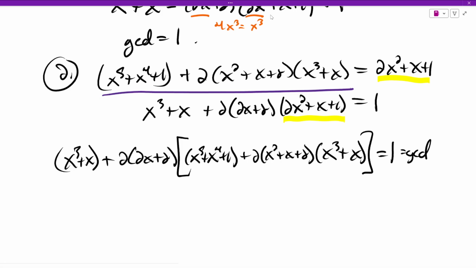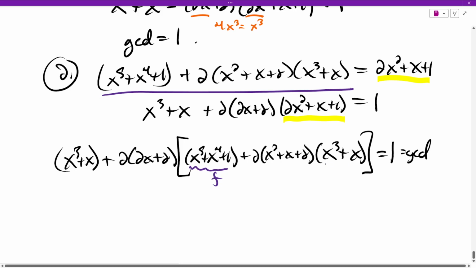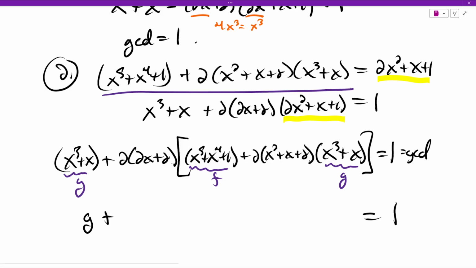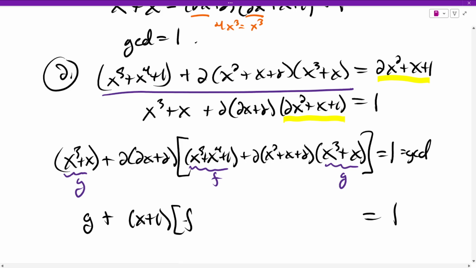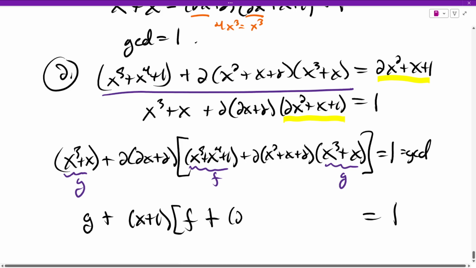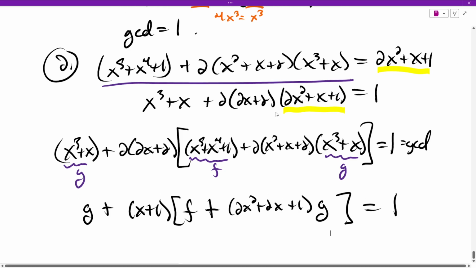Now we don't want to multiply this out. We want to keep the fact that this is an f and this is a g. So in fact, I'm going to rewrite this, writing g in place of that. Let's do this arithmetic here. Twice 2x plus 2 is 4x plus 4, but 4 is the same as 1 mod 3, so this is really x plus 1. And then it's going to be f plus 2x squared plus 2x plus 4, but 4 is the same as 1. And then we have a g. And that just looks so much nicer.